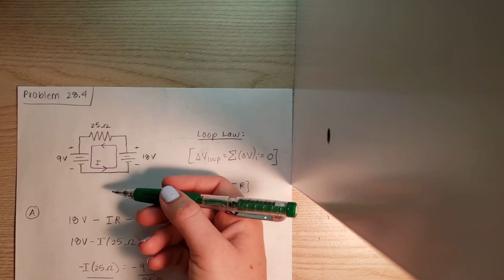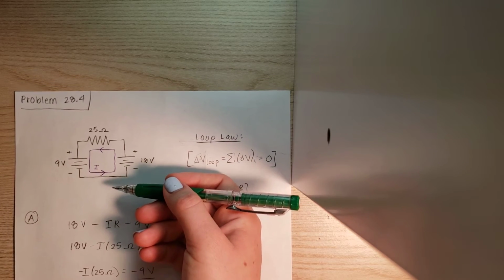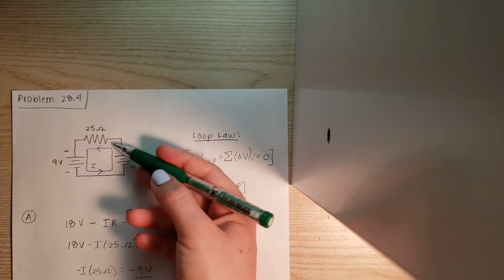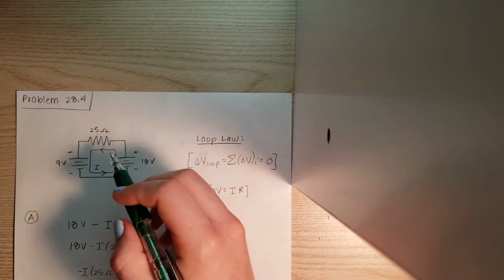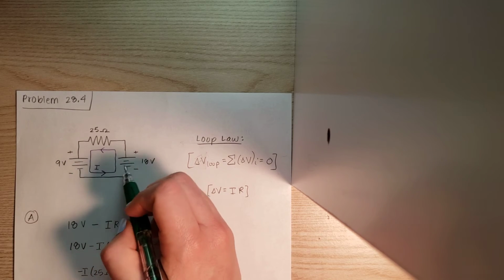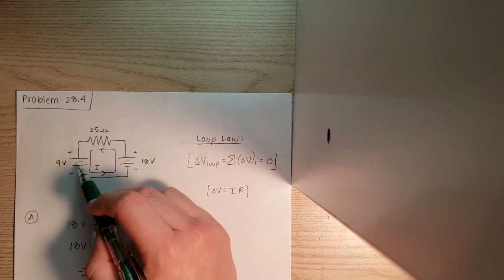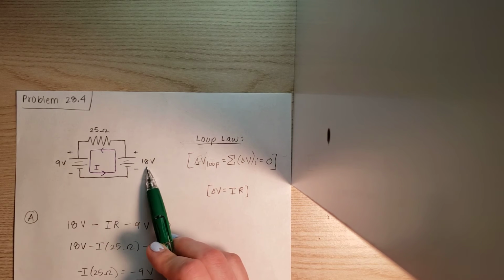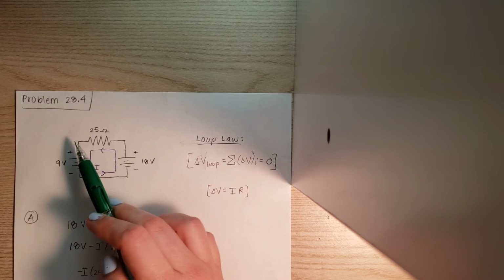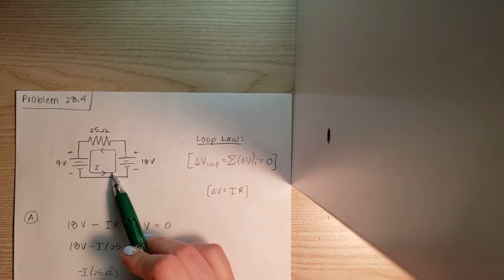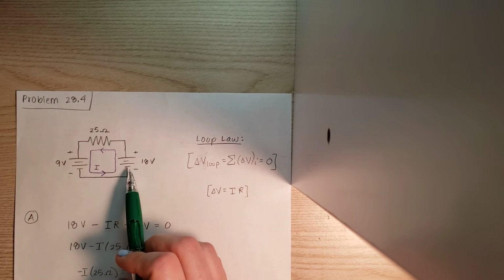So first, to use Kirchhoff's loop law, we just have to draw the current and assign a direction. I did the direction going counterclockwise because, since we have a higher voltage over here, it's going to decrease across the resistor and go to a lower voltage. So I know that the current's going to be going in that direction.